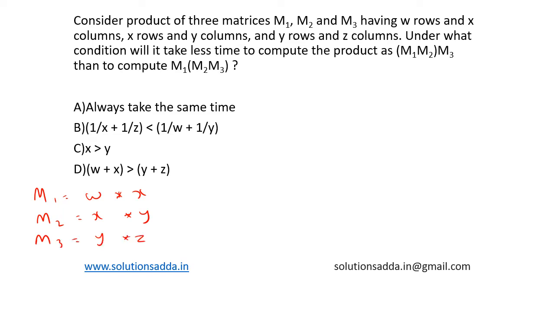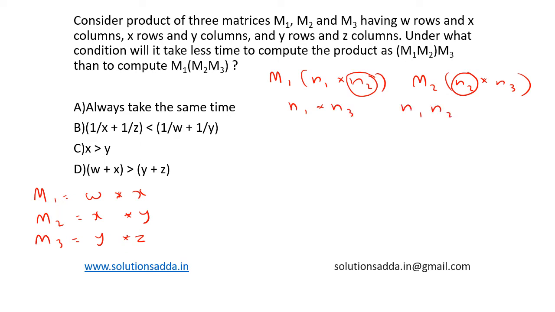The basic criteria for matrix multiplication is as follows. Suppose M1 matrix is having N1 rows and N2 columns and M2 matrix is having N2 rows and N3 columns. Then the column of the first matrix and the row of the second matrix should be same to have matrix multiplication, and the product matrix would be of the dimension N1 cross N3, and the total number of multiplications would be N1, N2, N3. Remember these 2 points.